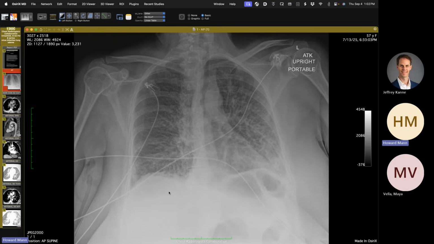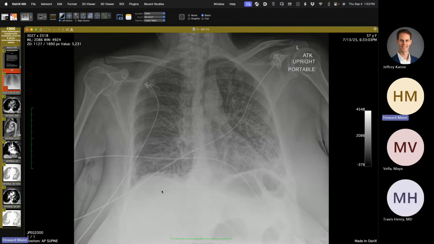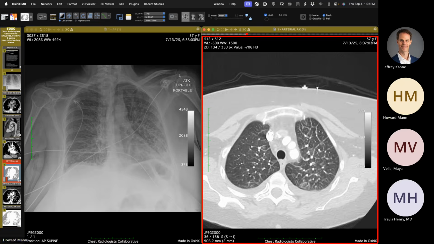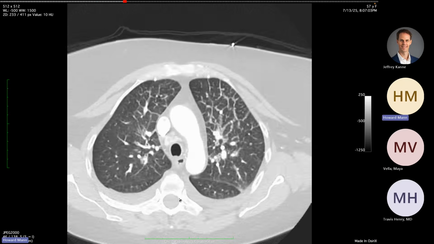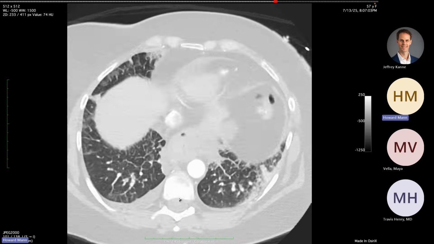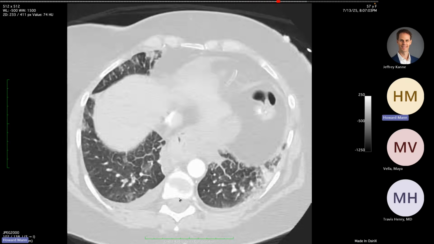In terms of negative statements, the heart's normal in size, no findings to suggest lymph node enlargement, no pleural fluid. So here is the CT on the same day. See, these are from the outside. So this confirms that what we're looking at are septal lines, florid interstitial lung edema in the form of septal lines.